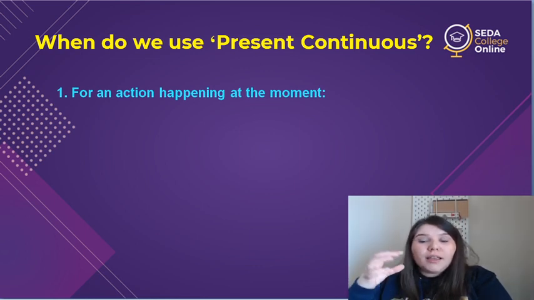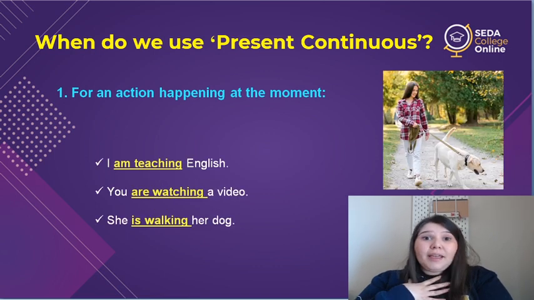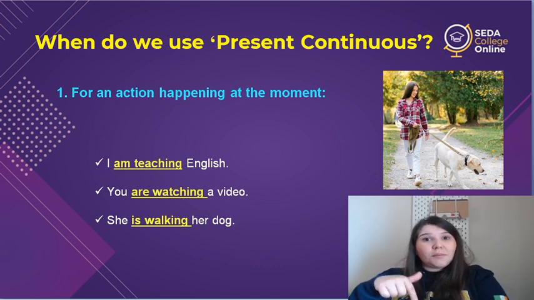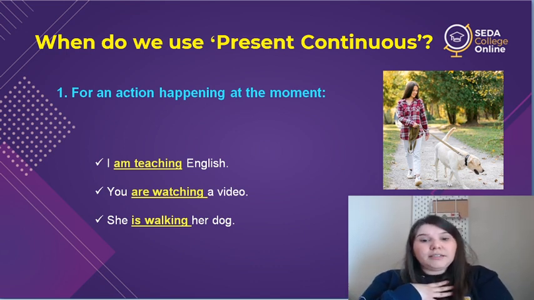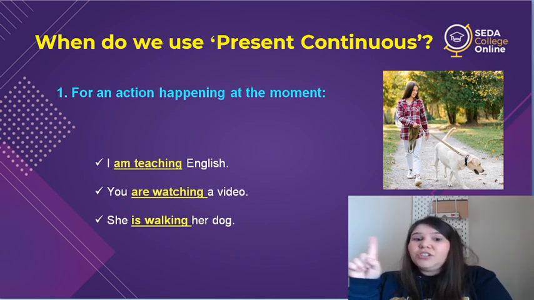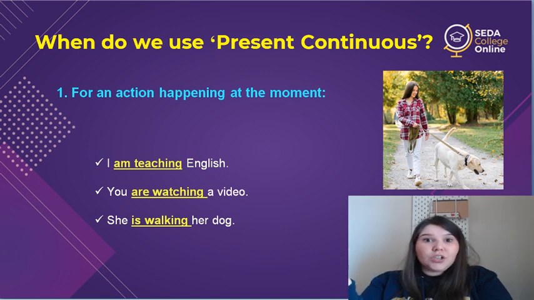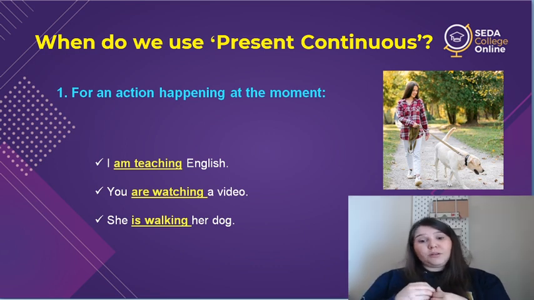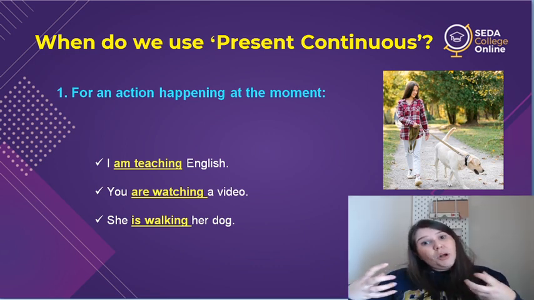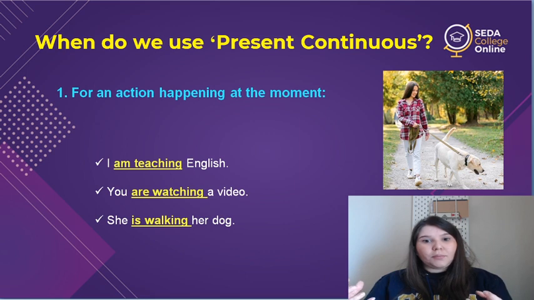While we're talking, the action is happening. Examples. I am teaching English. So something that I'm doing right now at this moment. I am teaching English. You are watching a video. This girl over here, she is walking her dog. So we use the present continuous to talk about an action that is in the process, that is happening at the moment. Okay? Right now.